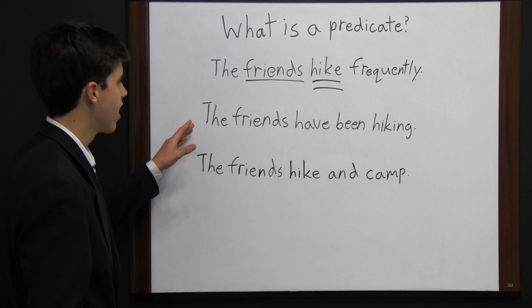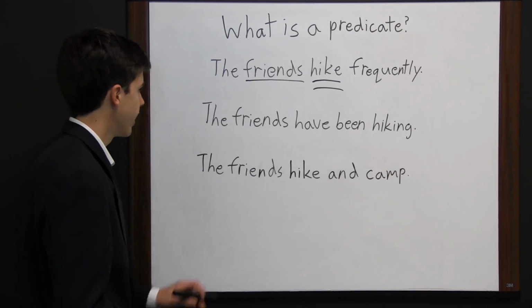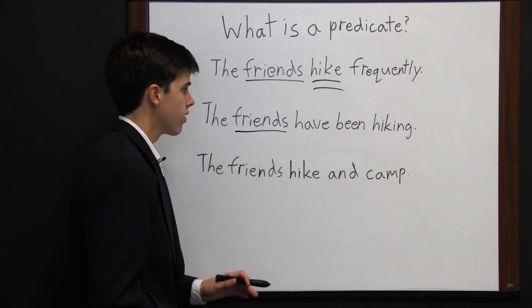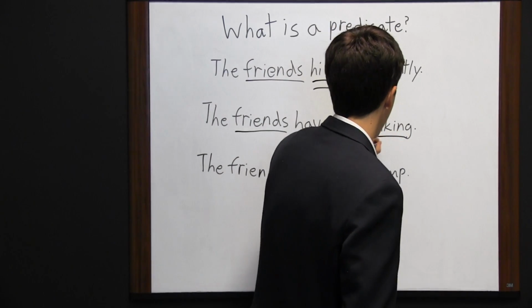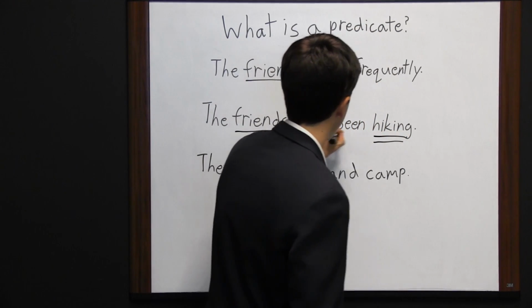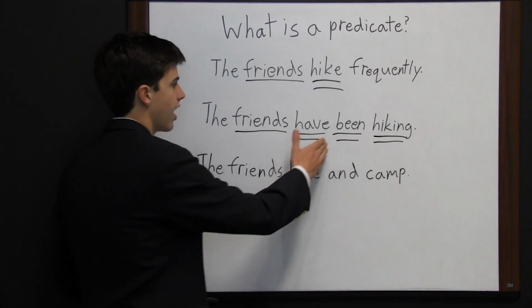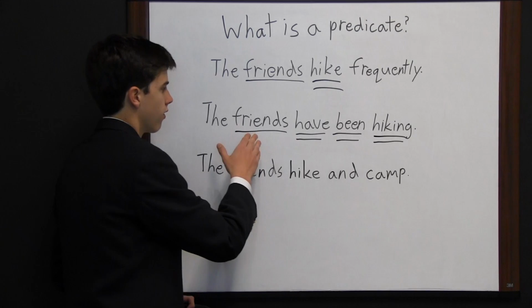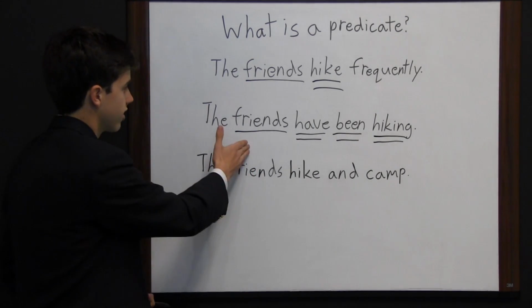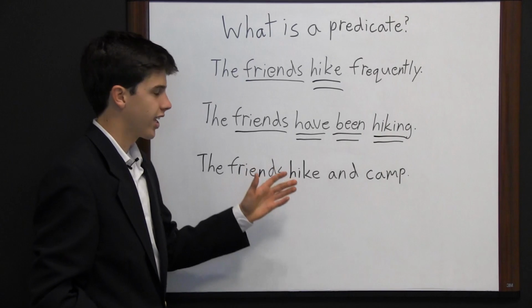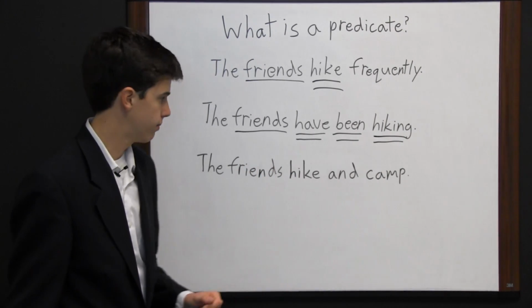This next sentence says, the friends have been hiking. Here again, friends is the subject. So what is the verb here? Well, you look at hiking right here, you know that's a verb. Well, have and been are also verbs as well. Have and been are what we call helping verbs because they're helping hiking right here. So the subject here tells that friends is going to be doing the action of this sentence, and the predicate tells what that action is going to be.